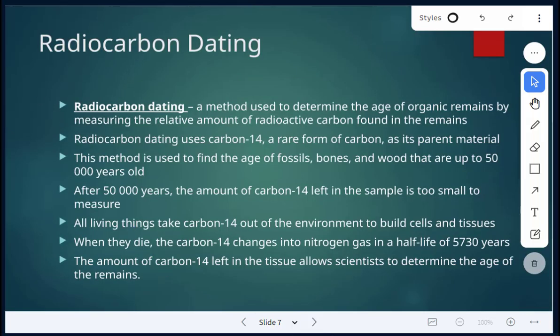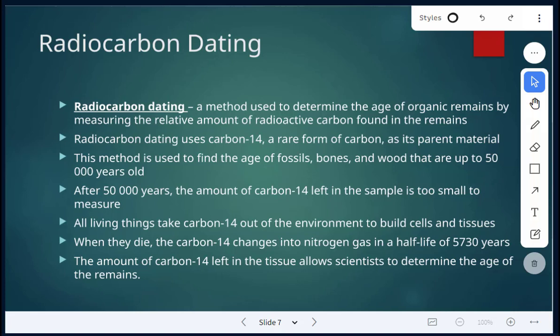Radiocarbon dating is a method used to determine the age of organic remains by measuring the relative amount of radioactive carbon found in the remains. This process uses carbon-14, a rare form of carbon, as its parent material. This method is used to find the age of fossils and bones and wood that are up to 50,000 years old. After 50,000 years, the amount of carbon-14 left in the sample is too small to measure. All living things take in carbon-14 out of the environment to build cells and tissues.